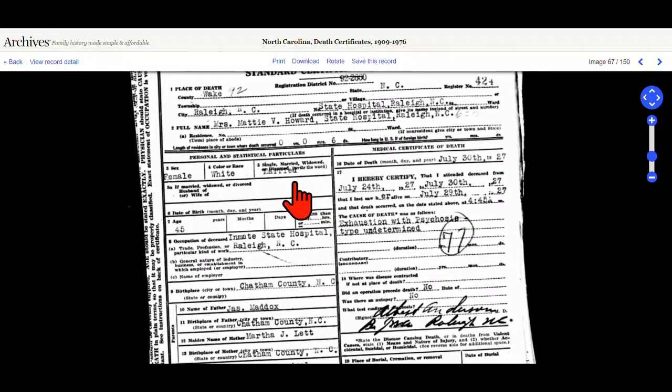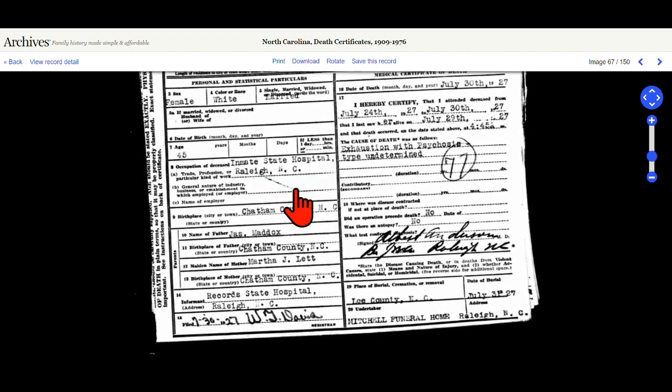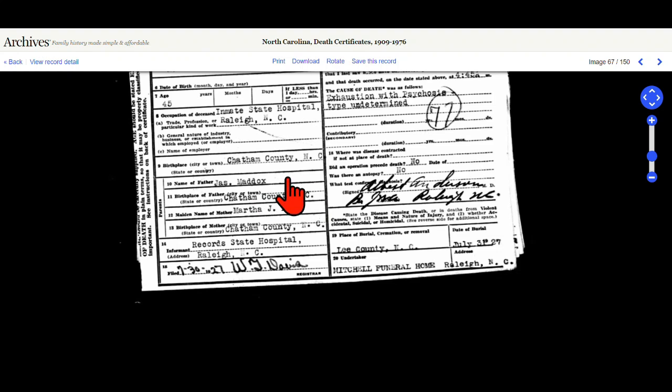Most of this looks pretty standard. Her gender, her color, her race, she was married. But here's something interesting. She's married, but there is no husband listed. Her husband was very much alive at this point, definitely. In fact, I knew him personally. He was my great-grandfather. So she was 45 years old. Obviously, her occupation was an inmate at the hospital, so she was a patient. She was born in Chatham County. That was correct. And they did have her parents, James Maddox and Martha Lett. So all correct, things I knew.